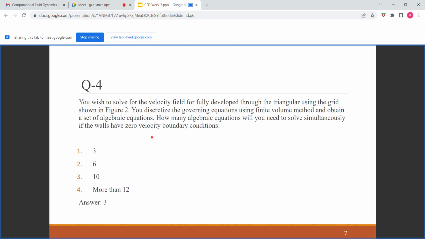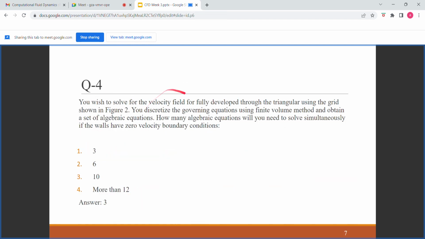And you wish to solve for the velocity field for fully developed flow through the triangular duct using the grid as shown in figure 2. Figure 2 has a specific grid, which is shown. So if the flow is through the triangular duct, how many algebraic equations are needed to be solved simultaneously to get the solutions? That is what is asked in question number 4.